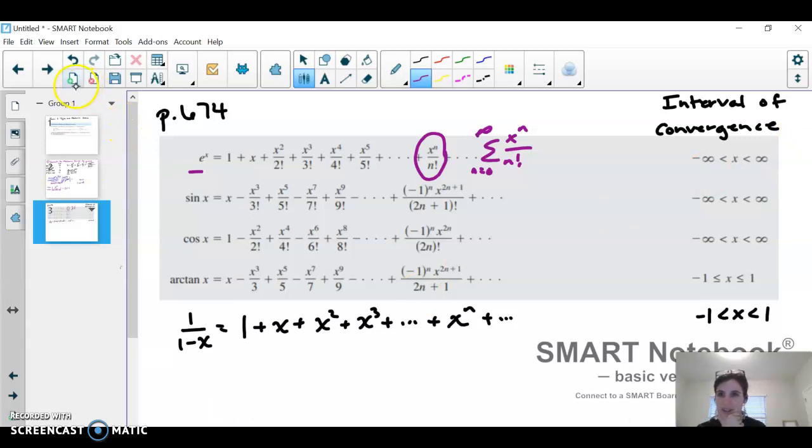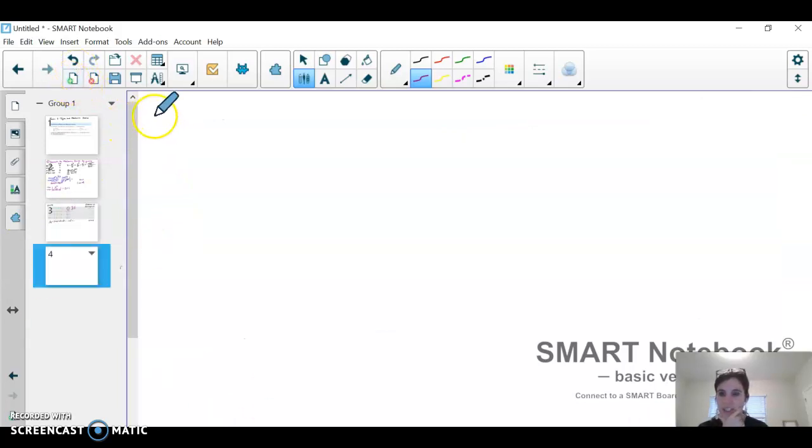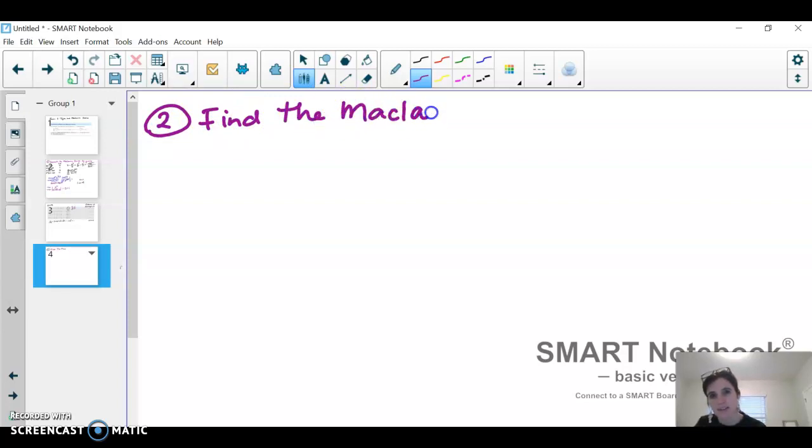Here we go. So moving on, I'm going to add a page here. Let's find the Maclaurin series for y equals sine of x squared. Okay.